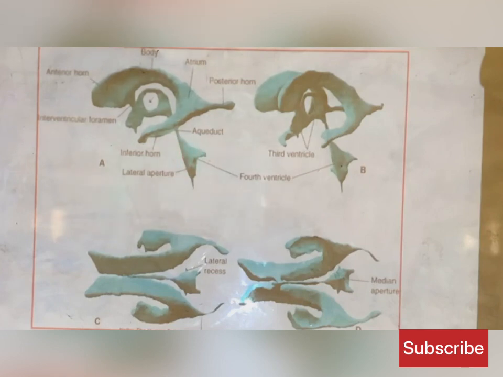So the fourth ventricle is a diamond-shaped structure. Diamond-shaped in the sense that it has 4 sides. You have 2 sides above and 2 sides below. We'll see in a short while how it looks.